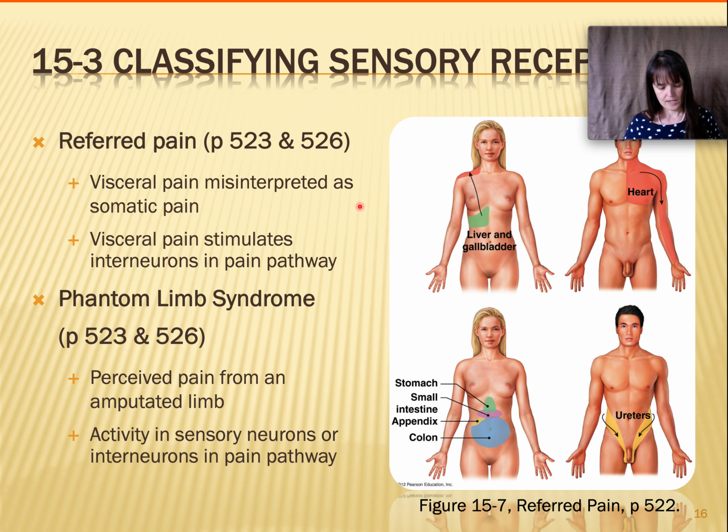Okay. All right, so that was referred pain. Phantom limb pain is when an amputated limb still hurts. And the reason that happens is because the rest of the pathway, that labeled line, is still there. And it can be activated by the nerves around it. So you can hurt in a limb that's not even there anymore.